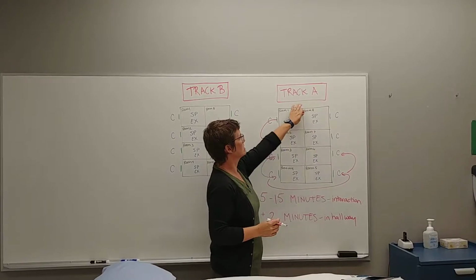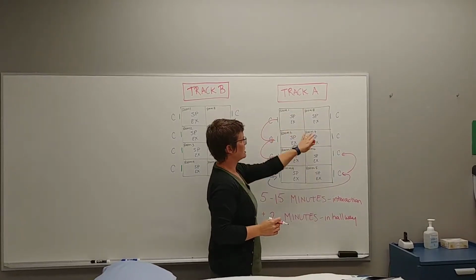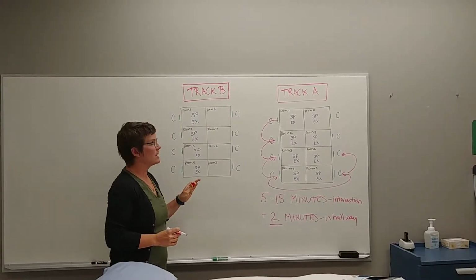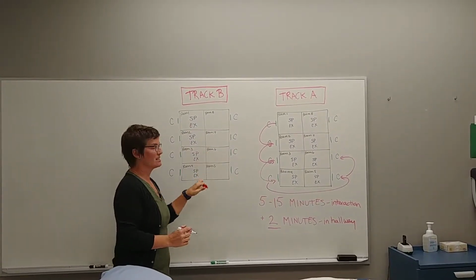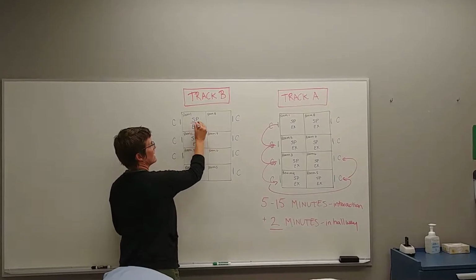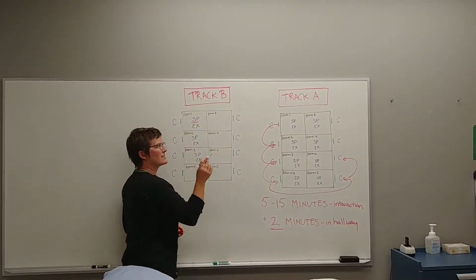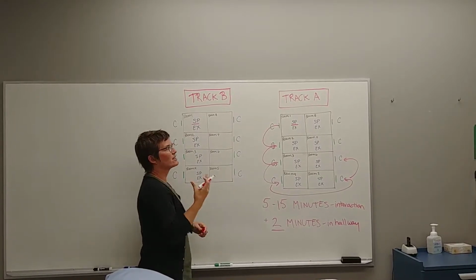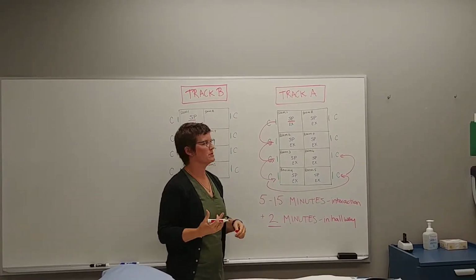And then because we're often trying to get through so many candidates at a time, we'll actually run double tracks. So this is track A with 8 stations, 8 different cases, 8 different actors. Then we'd have track B with the same 8 cases, but a different actor. So this SP in room 1 is portraying the same case as this SP in room 1 over there. And that's where the standardized nature of the work comes in.